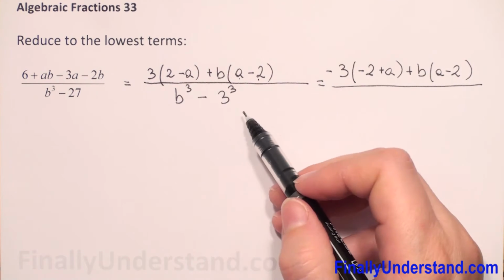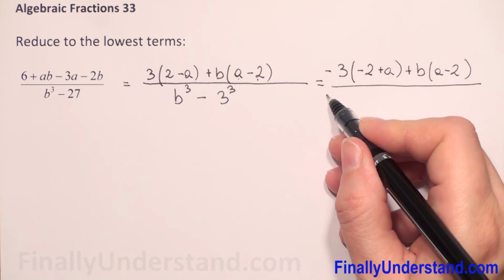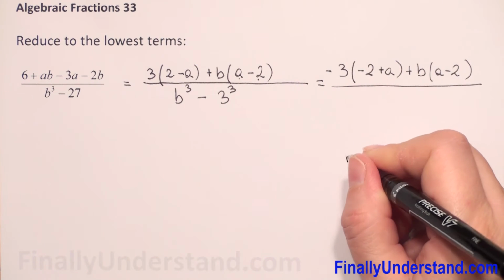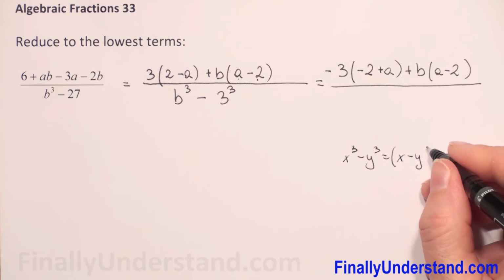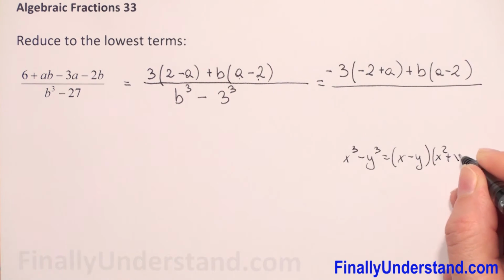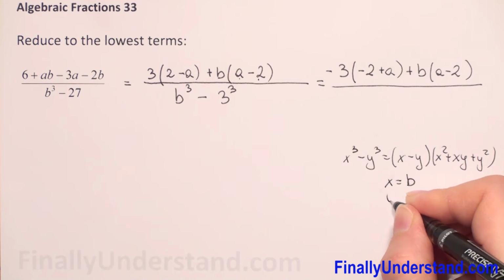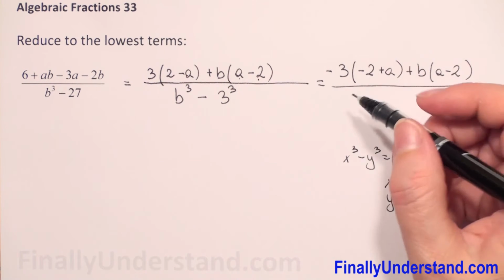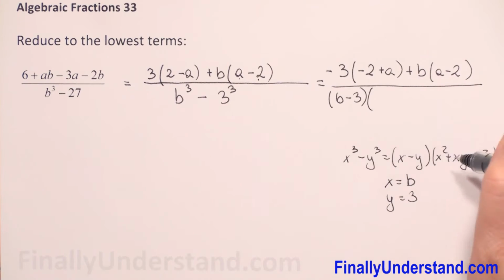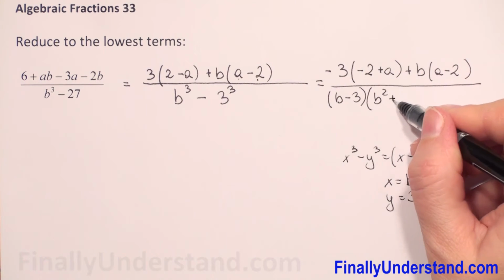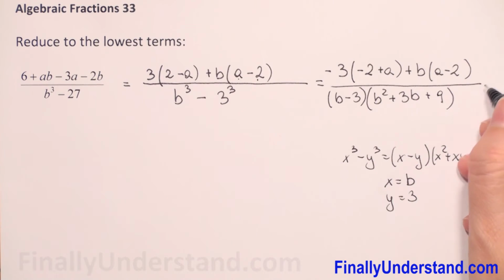over, and in the denominator we have here a difference of two perfect cubes. So let me remind you of the formula: when we have x cubed minus y cubed, this is equal to x minus y times x squared plus xy plus y squared. In our example, x is equal to b and y is equal to 3. So we will have b minus 3, and in the second parenthesis will be b squared plus 3b plus 3 squared, so this is 9. So this is equal.